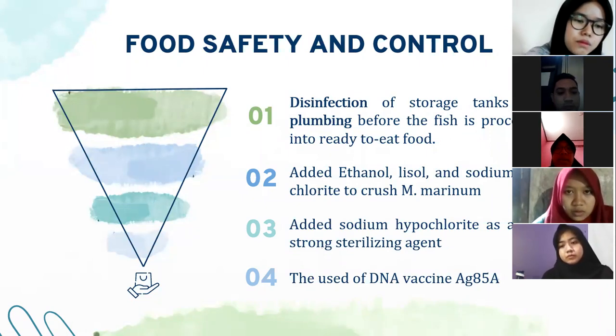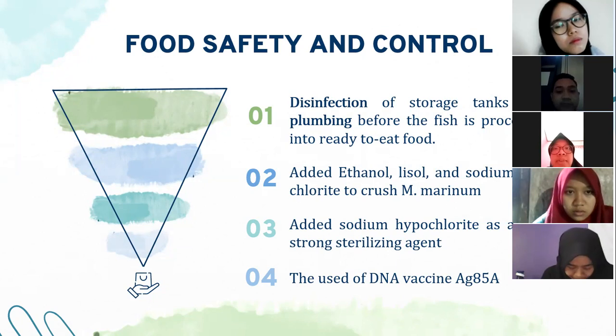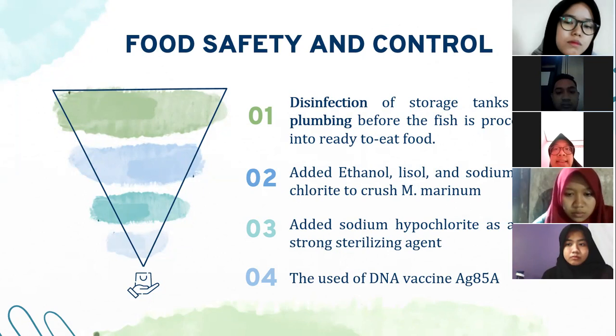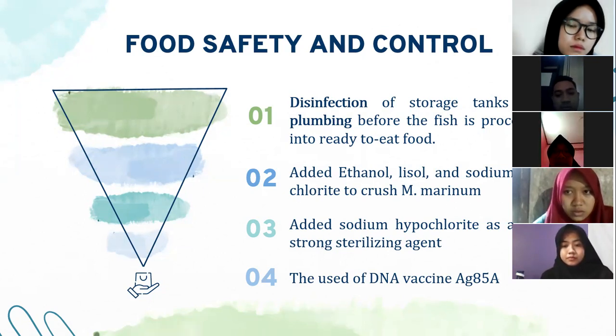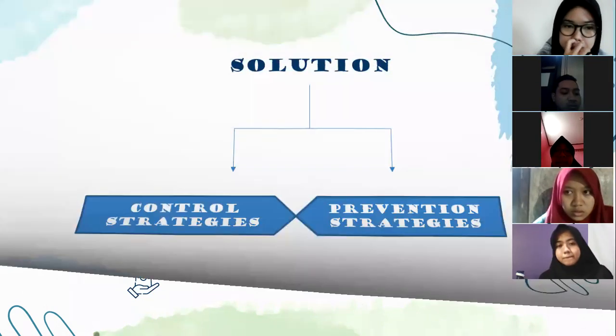The next is food safety and control. First is disinfection of storage tanks and plumbing before the fish is processed into ready-to-eat food. Second is to add ethanol, glycol, and sodium chloride to kill Mycobacterium marinum. The third is to add sodium hypochlorite as a strong sterilizing agent. And the last is the use of DNA vaccine AG85A. Next.